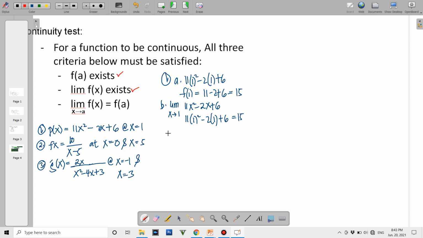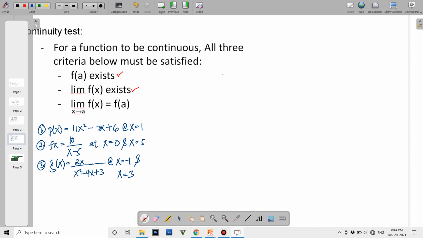And then for letter C, really, the function of 1 equates to the limit as x approaches 1 of the function 11x squared minus 2x plus 6. Okay, so that's for the first problem. So we're going to have the same procedure with the second problem.